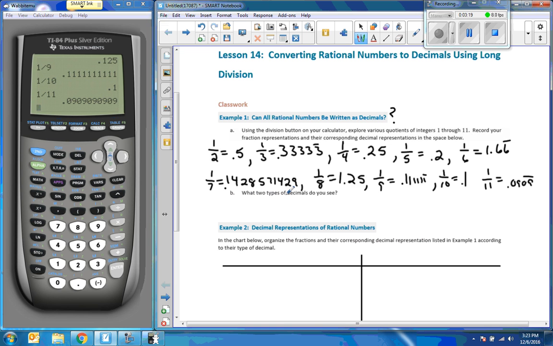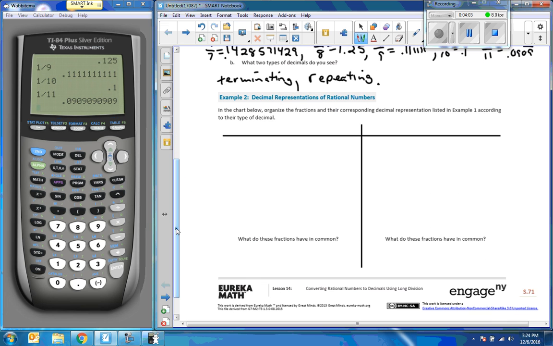Alright, so what two types of decimals do we see? Well, 0.5 ended, 0.3 is repeating forever and ever and ever, 0.25 ended, 0.2 ended, 0.16 repeating forever. 0.125 ended eventually at 5, 0.1 repeating forever, 0.1 and stopping, and 0.09 repeating forever. So two types of decimals: terminating, decimals that come to an end, and repeating. Those are the two types of decimals we see. Okay.